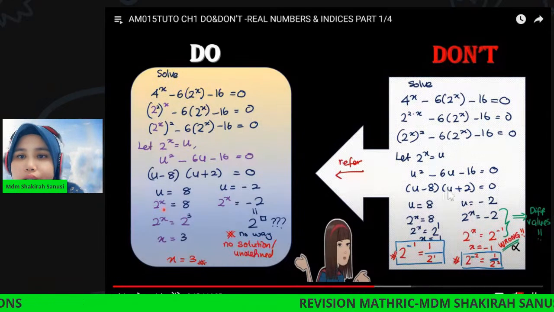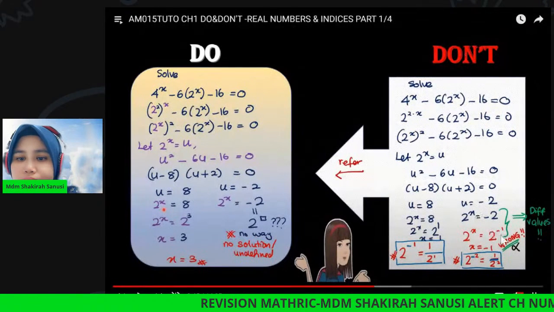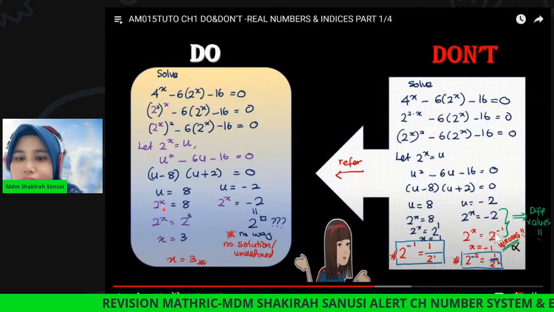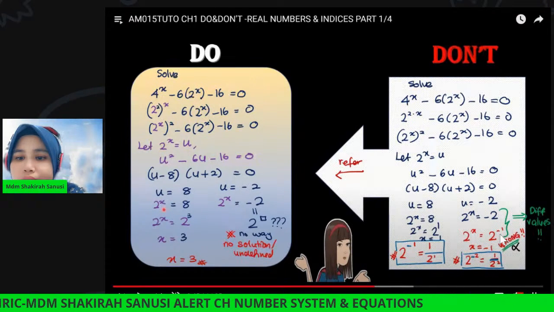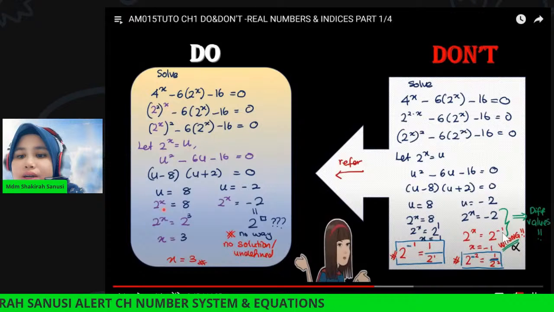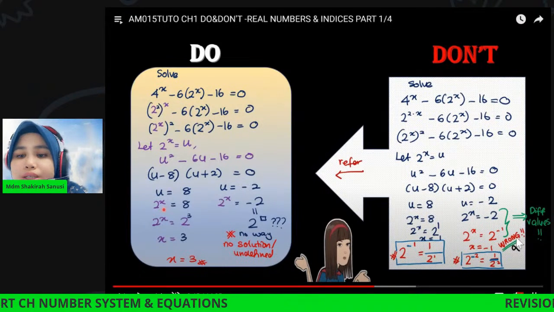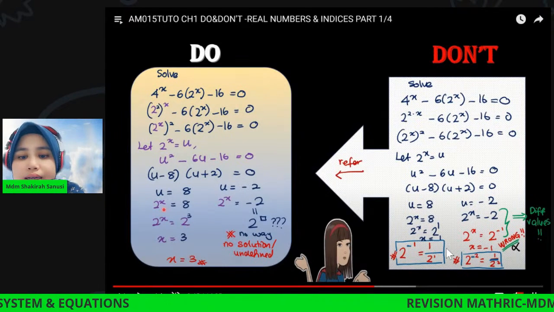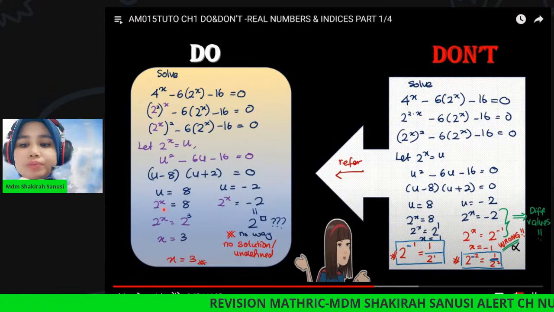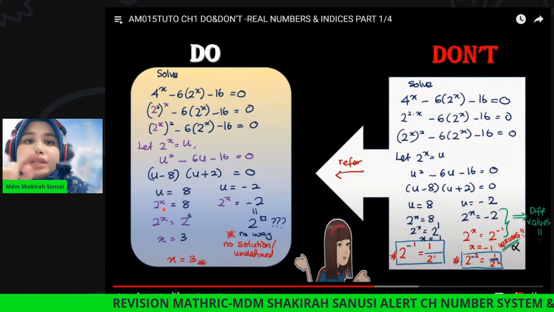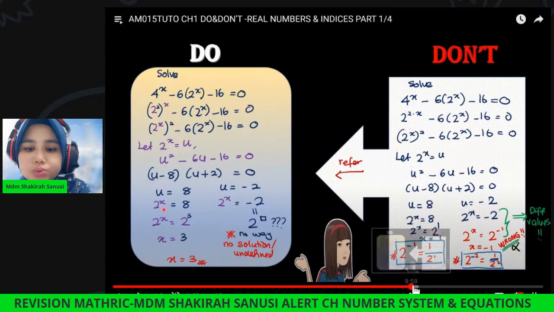Let's look at the red color there. We go straight to the conclusion at the bottom. 2 power of x equal to 2 power of negative 1. Is it right? No. 2 power of negative 1 is 1 over 2. That's wrong. Never change it like that. Don't get confused there. 2 power of negative 1 is 1 over 2.